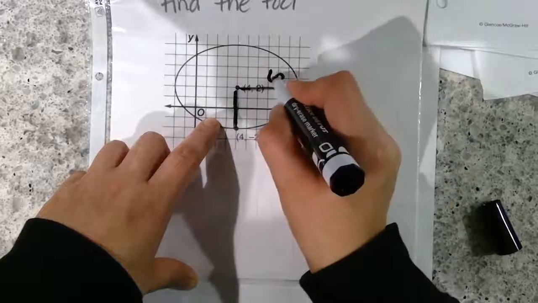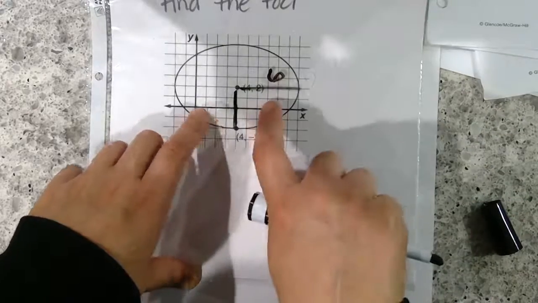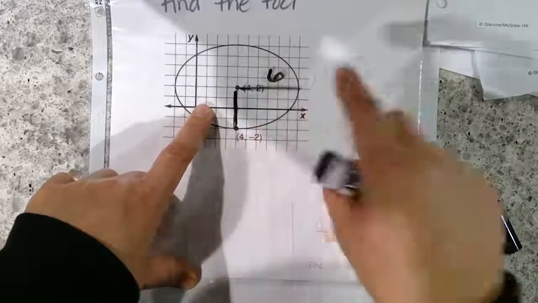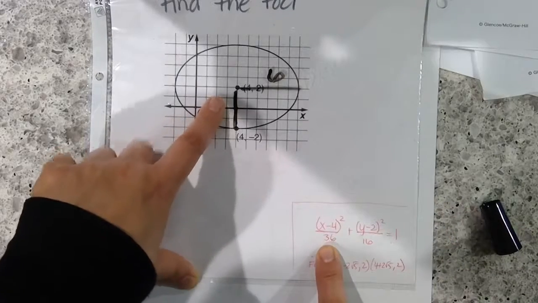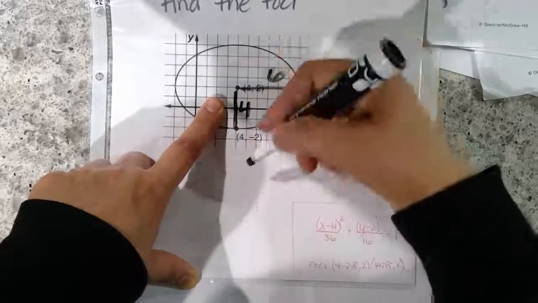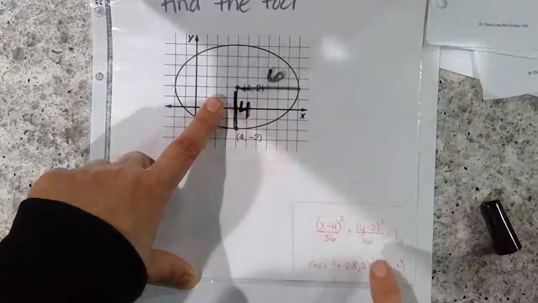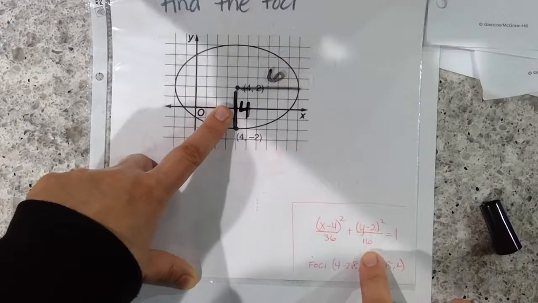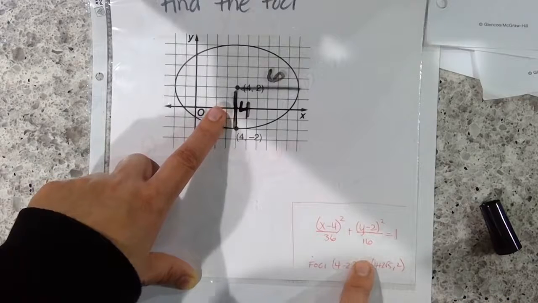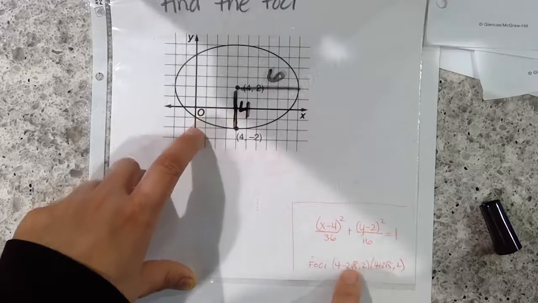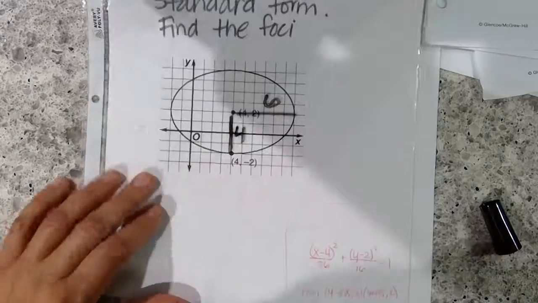So this is 6 units because it's 6 units along your x-axis. 6 squared is going to go under the x. This one is 4 units along the y. So that 4 squared is going to go under your y. It's always equal to 1. And then you can calculate this using your formula: a squared minus b squared equals c squared.